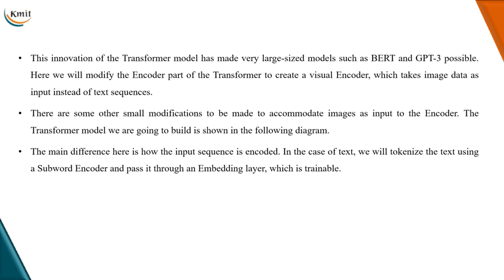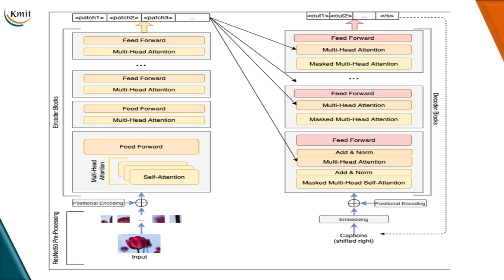When we talk about the transformer model, the encoder part will take the input, and the decoder will decode that particular output, right? So we will start with the modified version of the transformer model, and try to create a visual encoder, which takes image data as input instead of text sequences. There are some other modifications that we do, because we have to accommodate images as input to the encoder part. Here we are not taking a sequence of tokens for the encoder, but we are taking an image. We will see this particular transformer model that we are going to build.